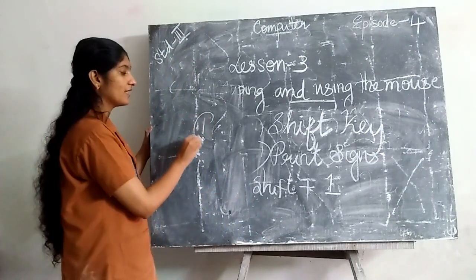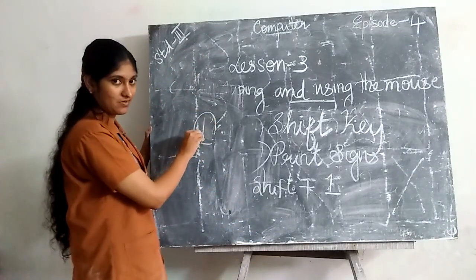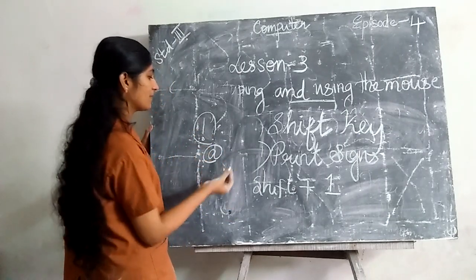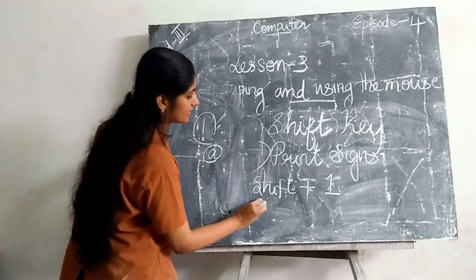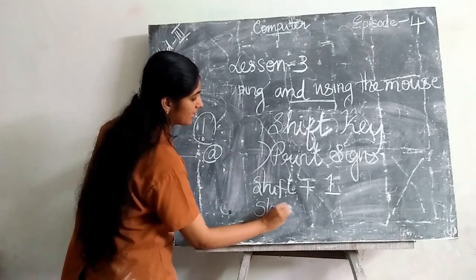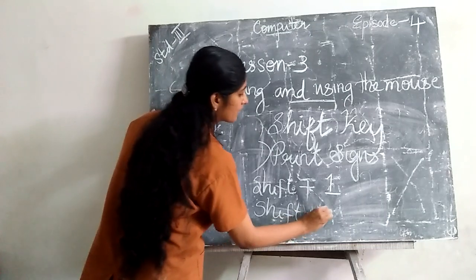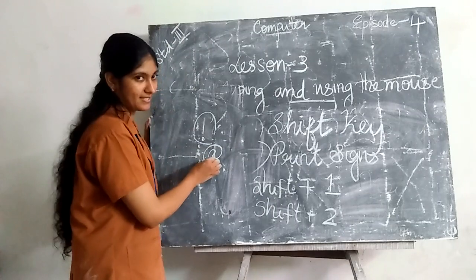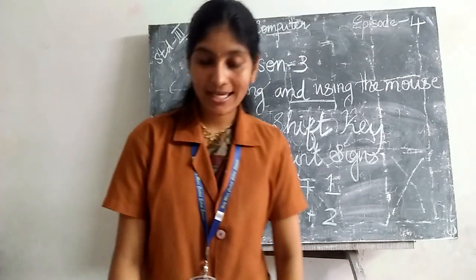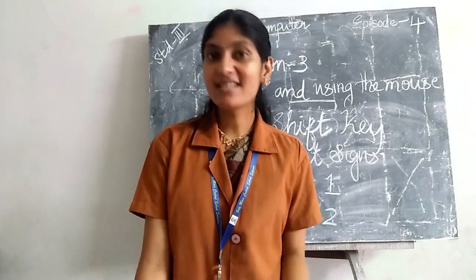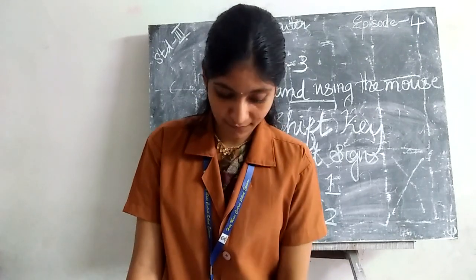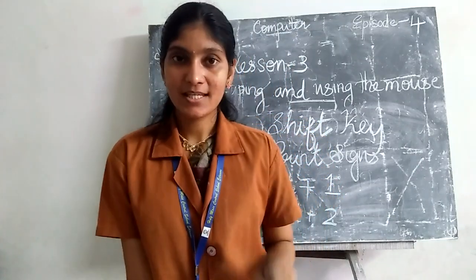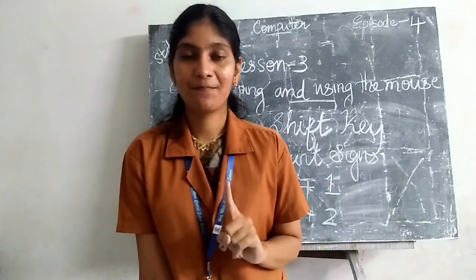So finally you will get the exclamatory mark. If you want to type a symbol, first press the shift key, then press number 2. You will get the at symbol. That means we can print signs or symbols using the shift key. Right? Okay. That is the first use of the shift key.